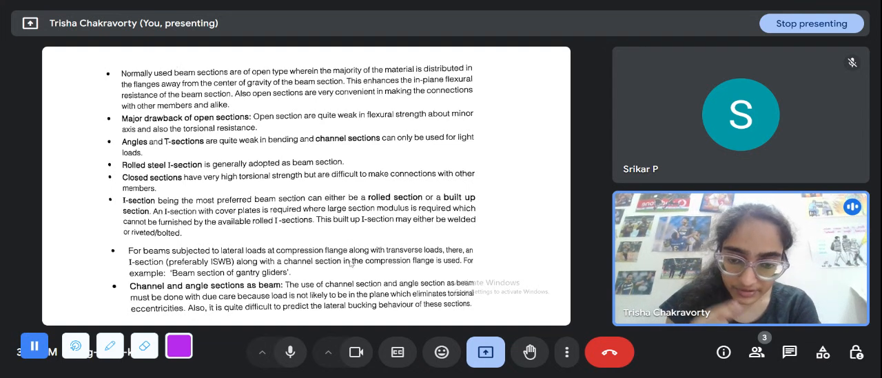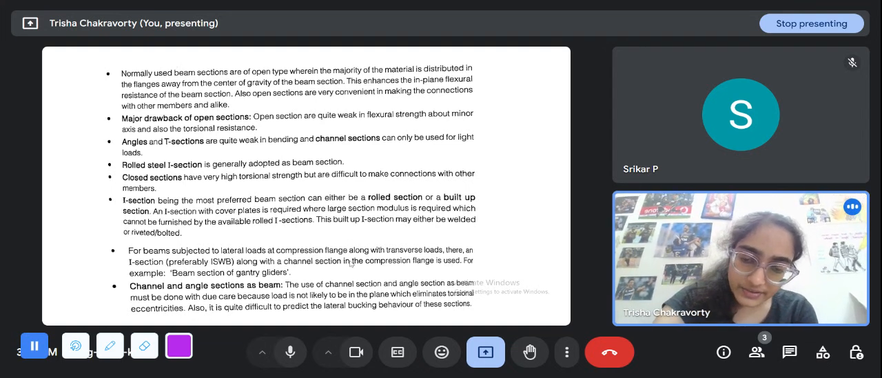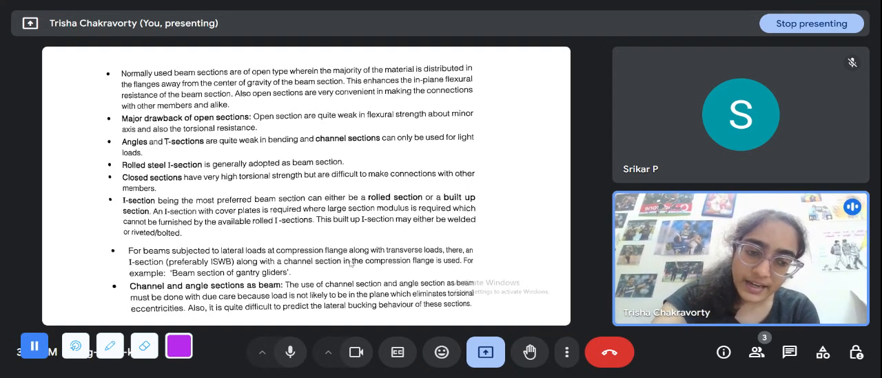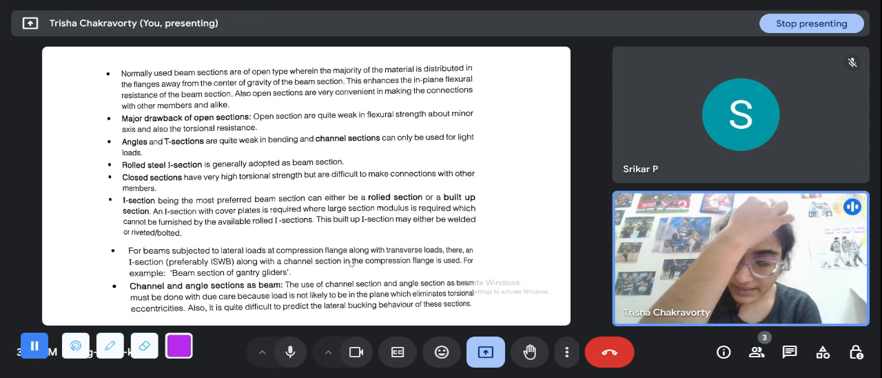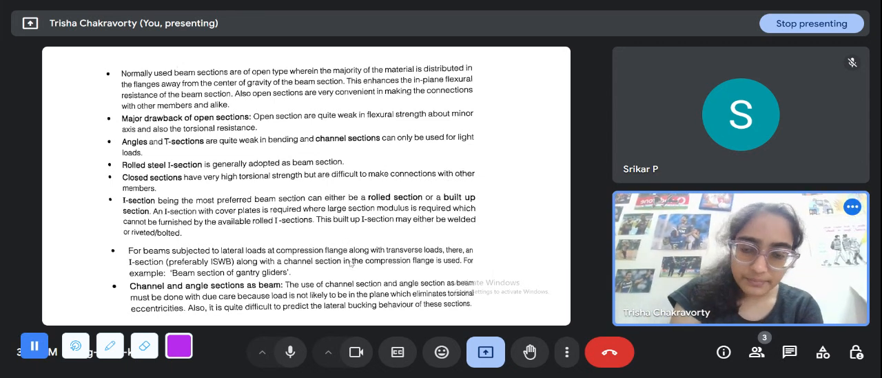For example, beam section of gantry girders. Channel and angle sections as beam. The use of channel section and angle section as beam must be done with due care, because load is not likely to be in the plane, which eliminates torsional eccentricities.